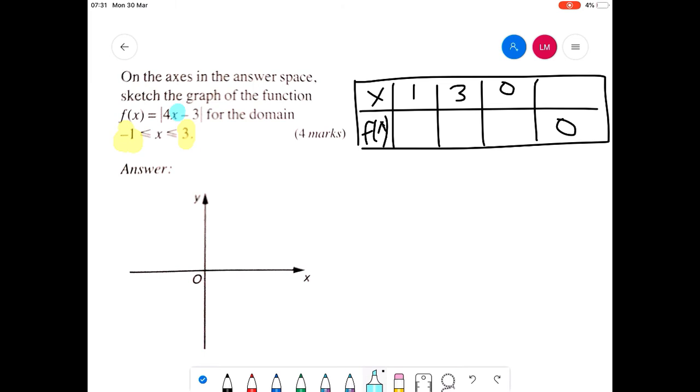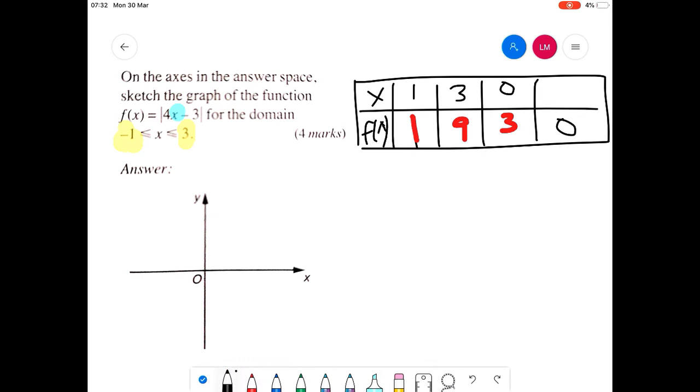4 times 1, 4. 4 minus 3, 1. Modulus 1, you get back 1. Okay, here I use red color. Okay, 3 times 4, 12. 12 minus 3, you are going to get 9. Modulus, you get back 9. 0: 4 times 0, 0. So you get negative 3. Modulus, you will get positive 3. Okay, well, the last one is 0.